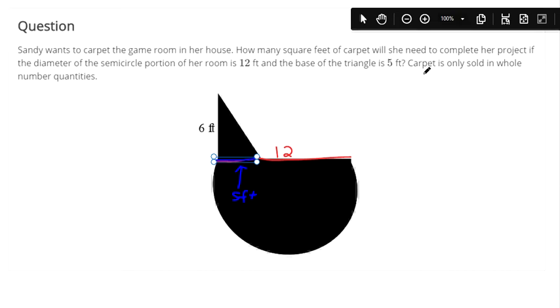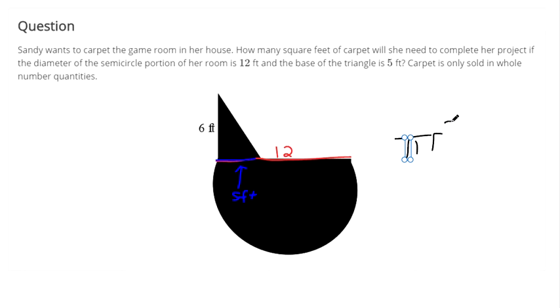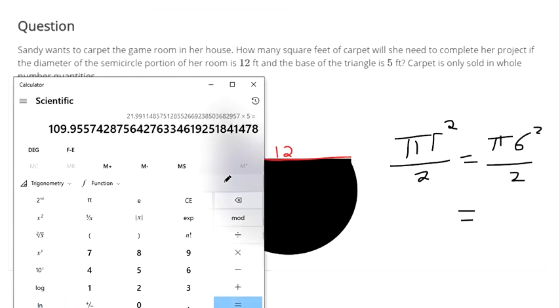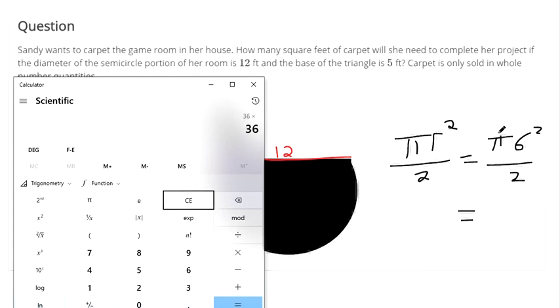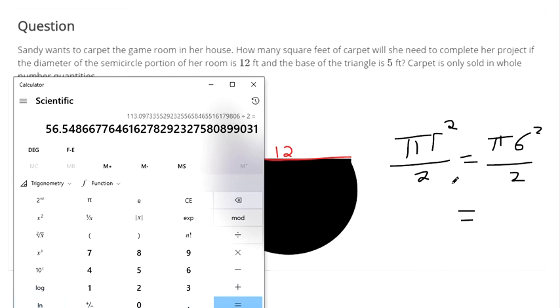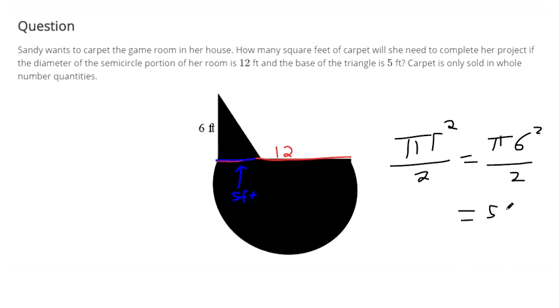Okay, so we have enough information. We need to find out the area of the black region. So what we could do is recognize that they've called this a semicircle. So the area of an entire circle is pi r squared. The area of a semicircle is just half of that. So our radius, they said it's 12 all the way across, so our radius is 6. So I'm going to punch in my calculator. 6 squared is 36 times pi divided by 2. That's the square footage of the black semicircle, 56.55. Just keep some decimals just to be careful.